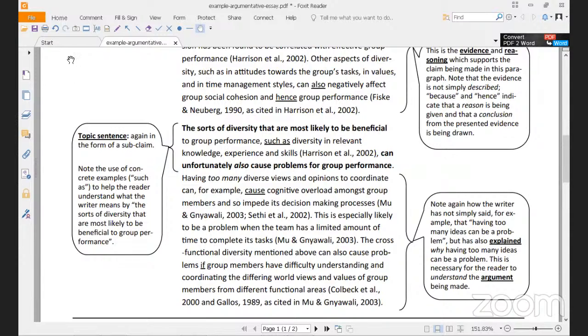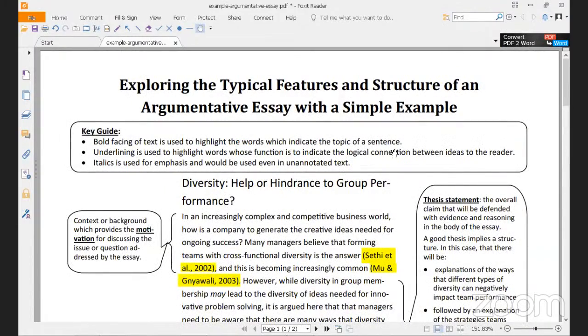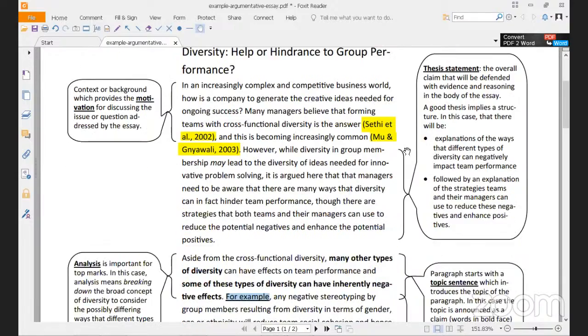Teacher, why they add... ay, no me acuerdo, negrita, no me acuerdo. Ah, indicate the topic of a sentence.